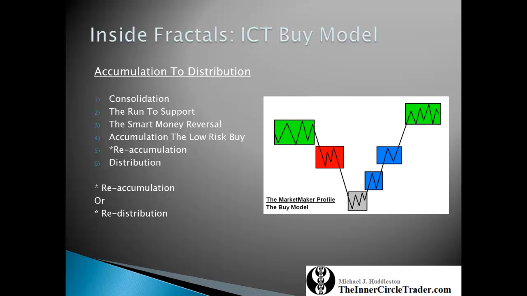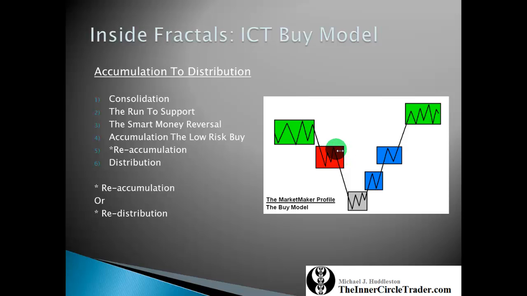So let's talk about specifically what is an ICT buy model. And the first stage, obviously, when we're looking at this very abstract design, if you will, this area here, beginning on the left side of the overall pattern or model, is the initial consolidation. And this consolidation in the first green box on the left side is the building blocks of the initial drop lower. Okay, and the second stage is what is referred to as the run to support.